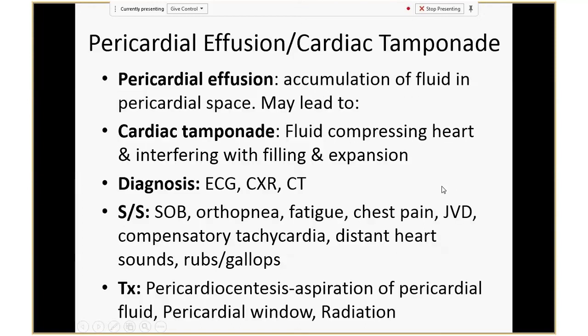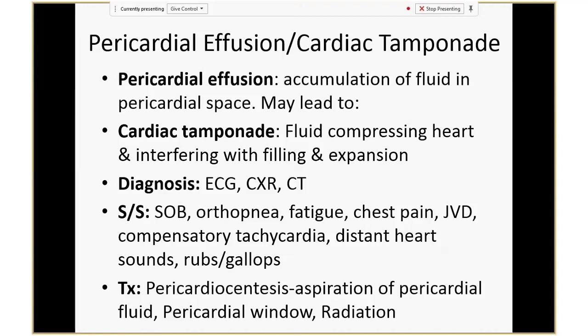Pericardial effusion or cardiac tamponade, that's another one that we talked about in Unit 1. And remember, pericardial effusion is just accumulation of fluid around the pericardial space, and it could lead to a cardiac tamponade. Okay, so that's fluid compressing the heart, and the heart's not able to adequately pump. Okay, we diagnose this through an EKG.